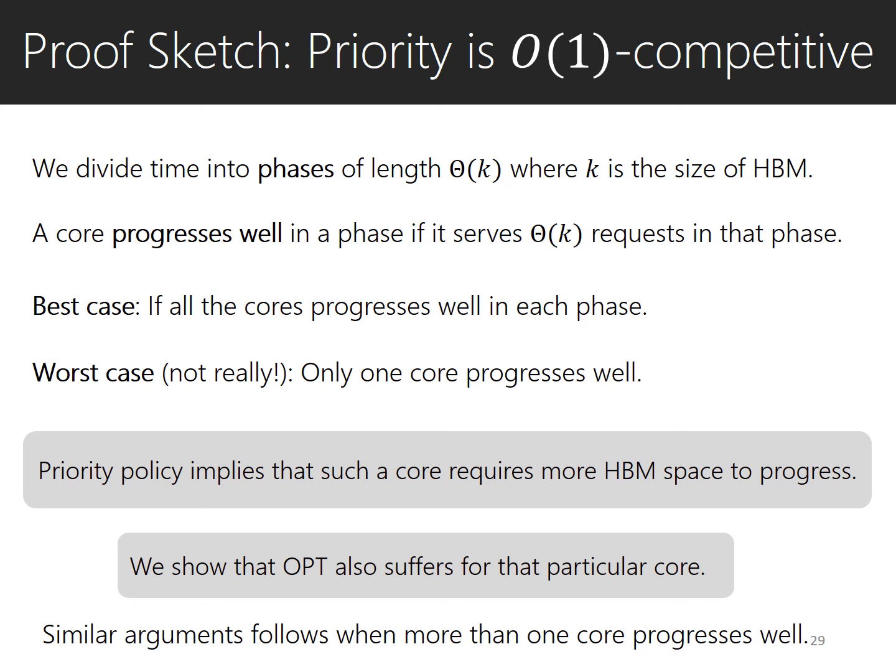And if only one core progresses well, that means that that particular core requires more HBM space to progress. And in the proof, we argue that OPT also suffers for that particular core when it goes to those particular positions of the request sequence of that core. Okay, and that's why this is not really a bad case. And a similar argument follows when more than one core progresses well in the phase.